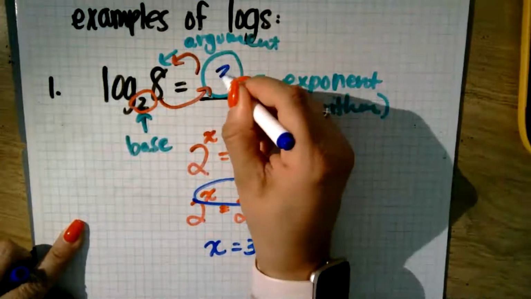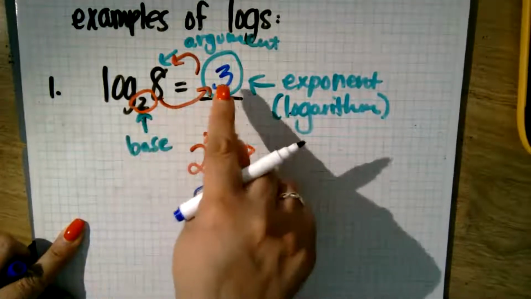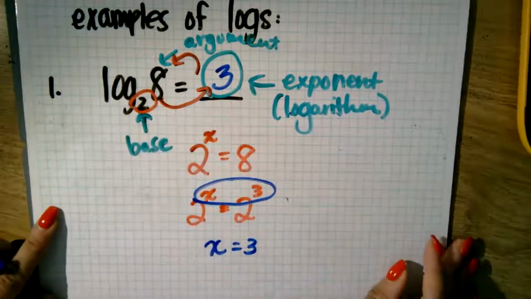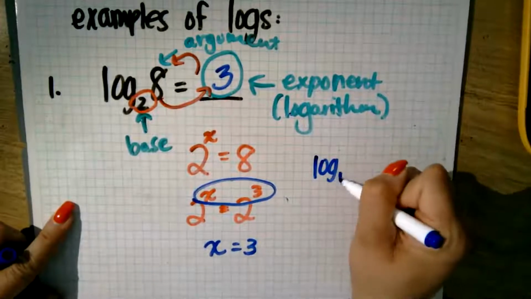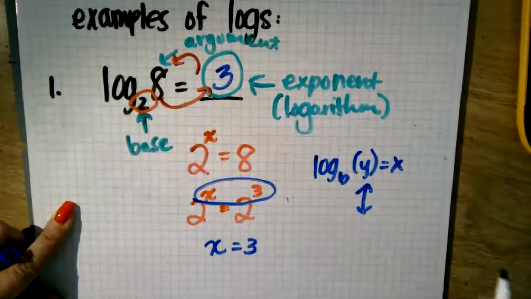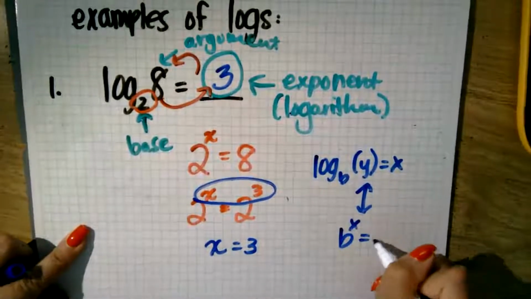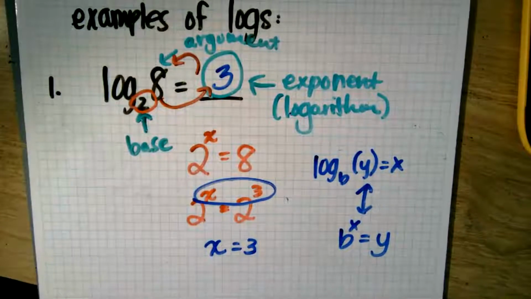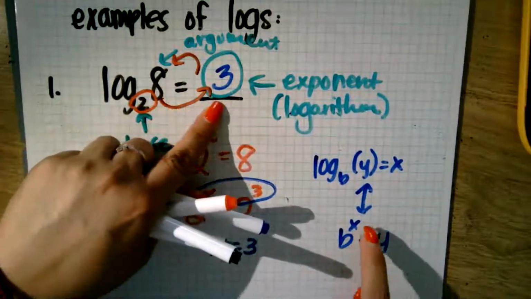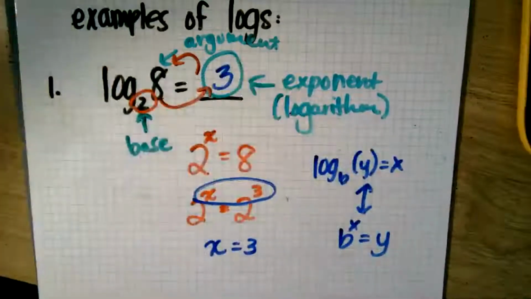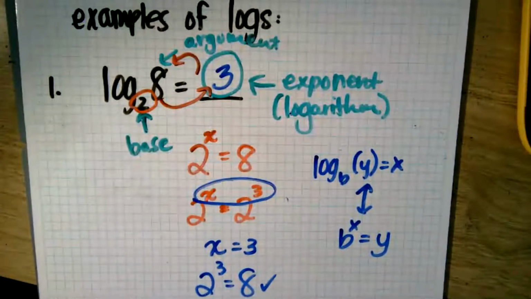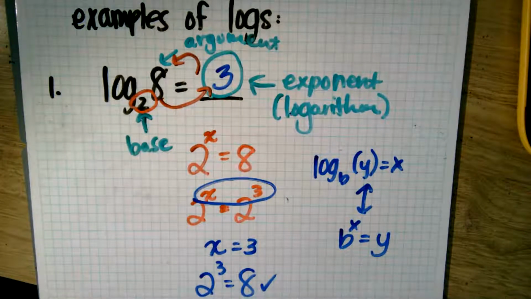So let's see if that's true. That's going to give me my answer. 2 to the third power gives me 8. Yes, again, remember that I'm using that equivalency that log b of y is equal to x is the same thing as b to the x is equal to y. Okay, so let's see if that's true. 2 to the third power gives me 8. Is that true? It should, because 2 to the third power gives me 8. Check. So this is how I go ahead and write a logarithm.